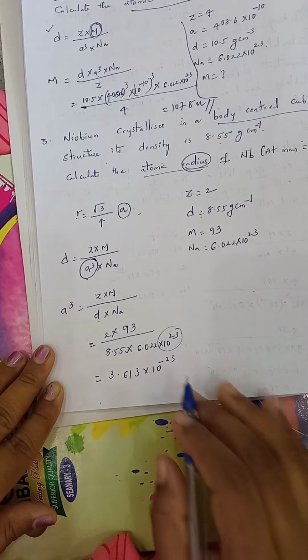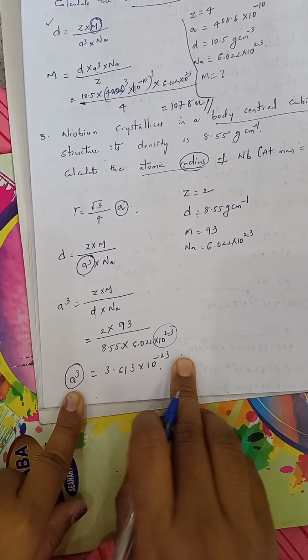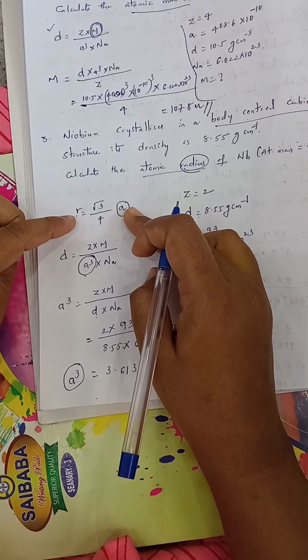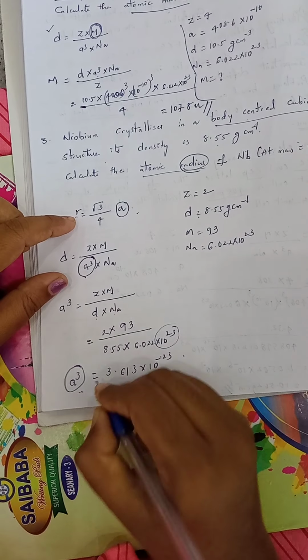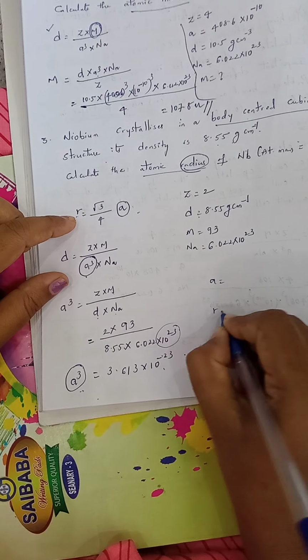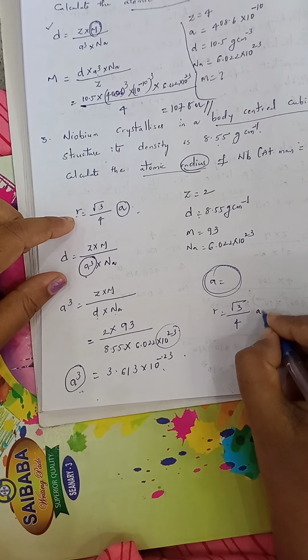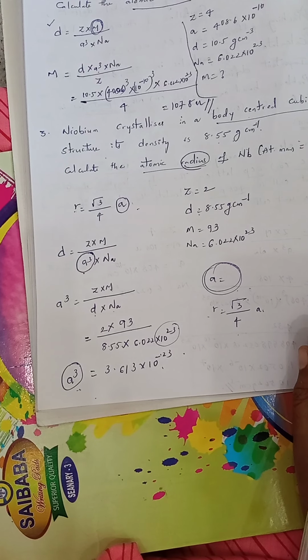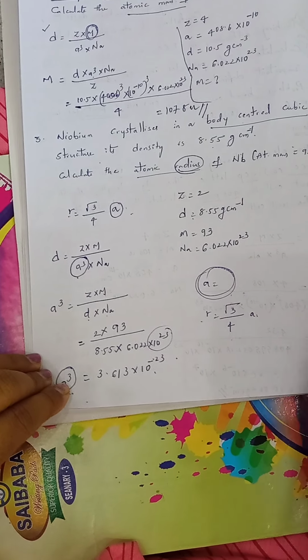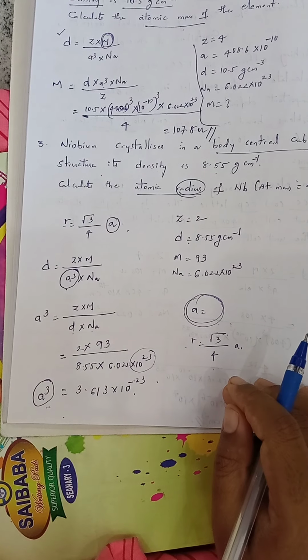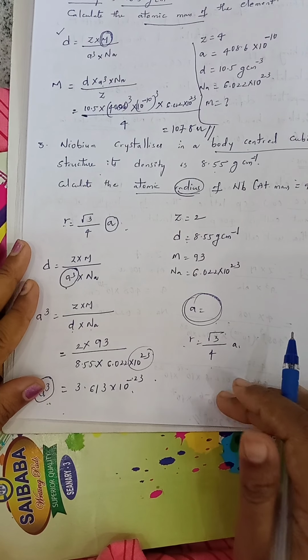From this you want to find out A value. A value is equal to the cube root of 3 into 3.613 into 10 to the power of 23. By using that value here, you just find out R. R is nothing but radius. First find out A value, then R equals root 3 divided by 4 into A. Multiply this value with this and you will get R value, that is atomic radius of the unit cell. That is atomic radius of the element, that is niobium. So this kind of questions can also be asked for either 2 marks or 3 marks.